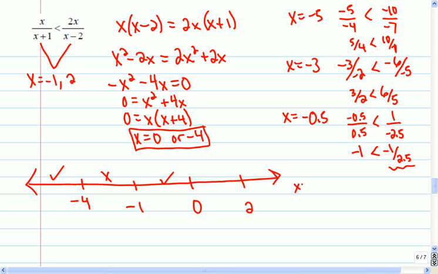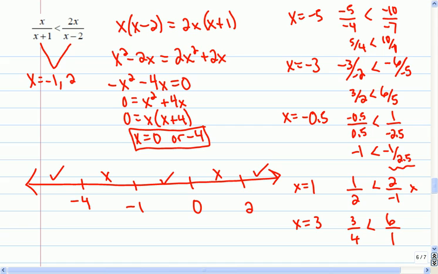Try another one at x equals 1. That's 1 over 2. Is that less than 2 over negative 1? No, that's not true. 1/2 is definitely larger than negative 2. Okay, and then the last one, finally, is 3/4 less than 6 over 1? Yes, 3/4 is less than 6.